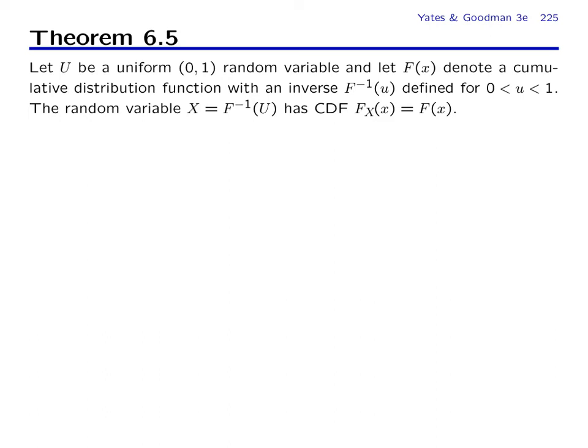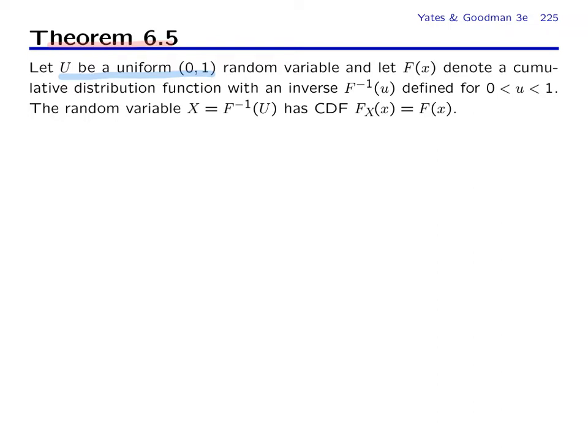Part two of this lecture on section 6.2 is dedicated to this theorem 6.5, which is perhaps the most confusing theorem in the book. However, once we understand it, we'll see how we'll be able to use this theorem to generate a variety of random variables from a uniform random variable. So this theorem starts with our old friend U, the uniform 0, 1 random variable.